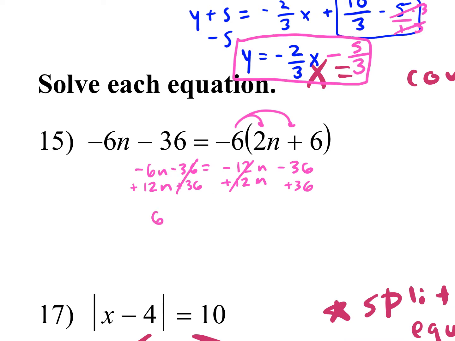So this becomes 6n is equal to negative 36 plus 36 is 0. So I have 6n is equal to 0. Then what should I do? Divide. So n is equal to what? 0. And that's it.